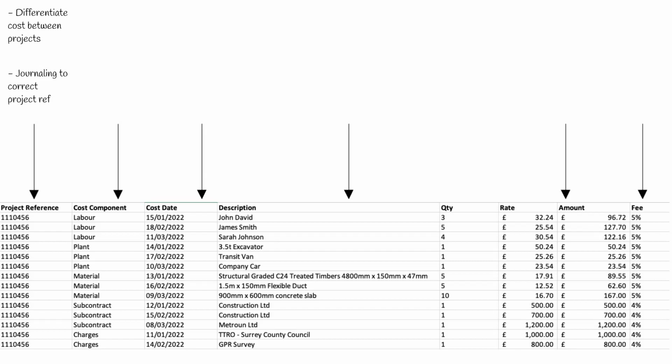Next up we have cost component. This column differentiates costs between labor, plant, materials, subcontract, and charges. This column comes in useful when reporting the financials of a project. Understanding what is being spent in these key areas compared to what was budgeted for is vital to understand if a project is on track financially and if there are any issues that need to be addressed.